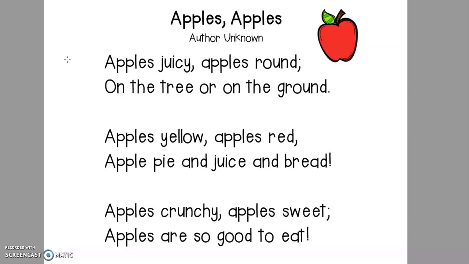Apples juicy, apples round, on the tree or on the ground. Apples yellow, apples red, apple pie and juice and bread. Apples crunchy, apples sweet, apples are so good to eat.